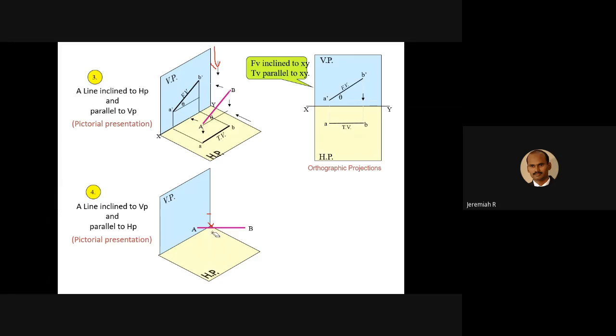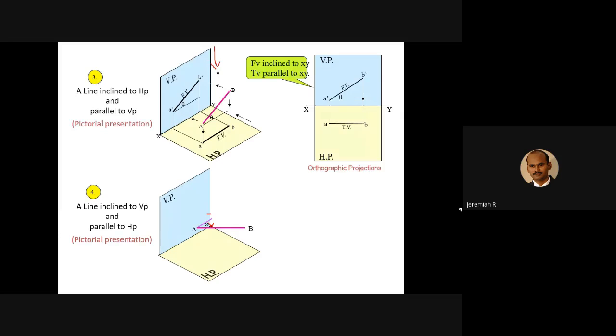So in the top view, what do you get? You'll get an inclined line. Whatever the theta here, you'll get the same inclination. And if the true length is 70 mm, you'll get 70 mm. But in the front view, you'll get a reduced length of line, but a straight line.